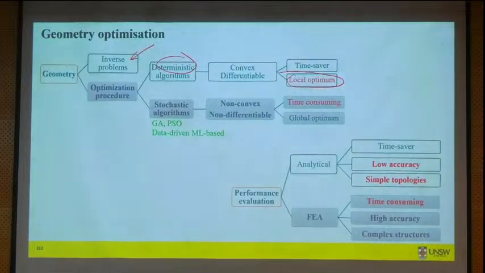That's why stochastic algorithms such as genetic algorithm or PSO, particle swarm, or even data-driven machine learning type of optimization algorithms are being proposed. There are lots and lots of optimization algorithms, but usually genetic and PSO are considered to be the most suitable for machine optimization. The data-driven ML has only just started, so I can't comment yet on whether it is good or not.